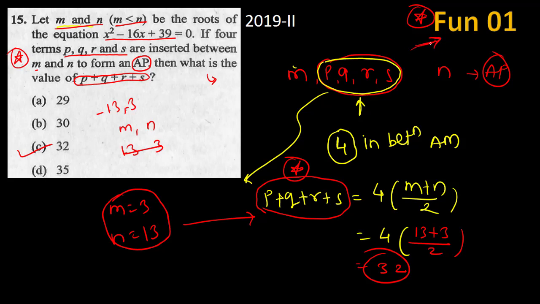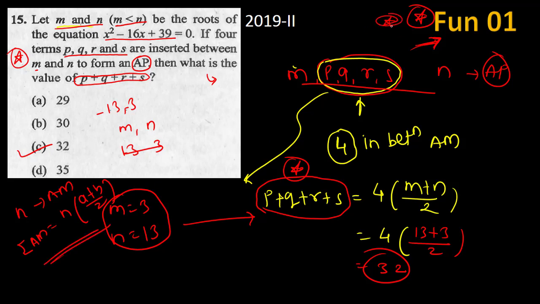Please go through this video. So the concept is, if you have inserted n arithmetic means in between, then the addition of all those arithmetic means is always equal to n into (a plus b) by 2. This concept we have discussed in this fun class number 01. Please go through this video.